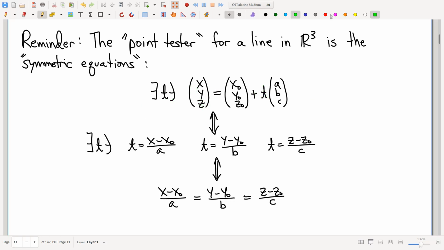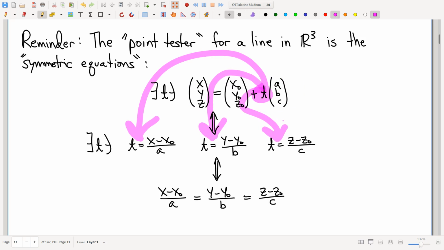So the clever observation is just to take this equation and solve for t. And the thing is, you're going to get 3 different answers. When you solve for t, you can solve for t in the first coordinate equation, or the second, or the third.